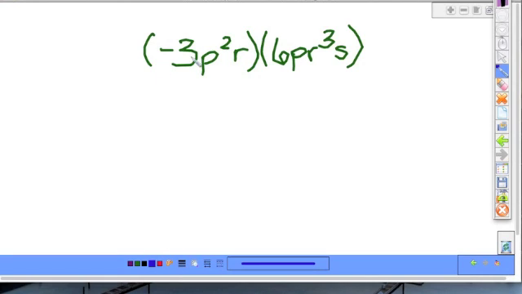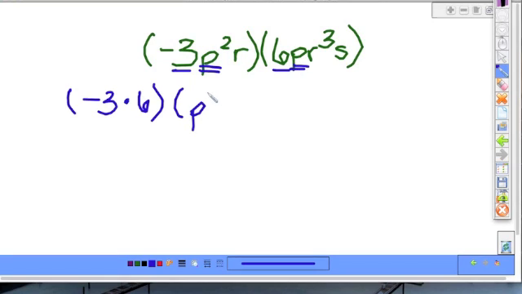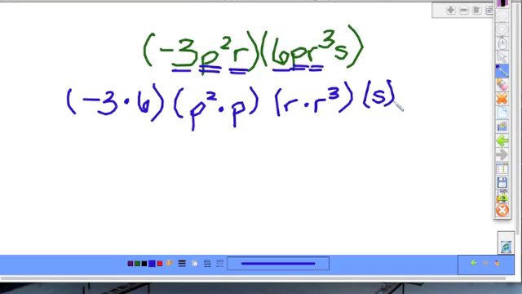First thing we have numbers. So let's combine those, and then the positive and negative signs come with it. So we have a negative 3 times a positive 6. Okay, now I'm going to combine my p. So I have a p squared times a p. Okay, now I'm going to combine my r's. I have an r times an r cubed. And then I just have an s chilling by himself. So that's okay, he just comes down by himself. He doesn't have a like term, so I'm not going to combine him with anything.